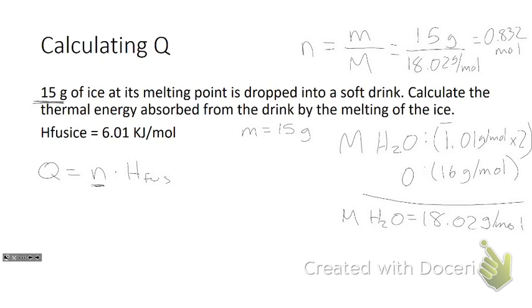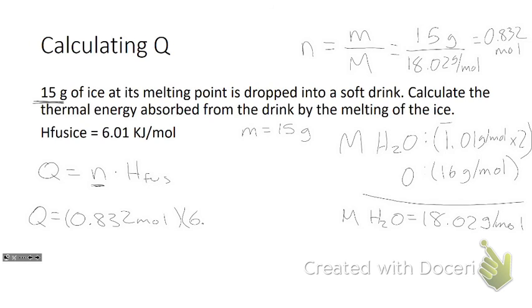So now that we know our N and we know our heat of fusion of ice, we can calculate our Q. So Q is equal to 0.832 moles. Now I haven't rounded that. I still have my full digits in my calculator. You guys, say it with me: we will not round our intermediates. All together, we will not round our intermediates. Good. You can just leave it in your calculator, but we're not going to round our intermediates.